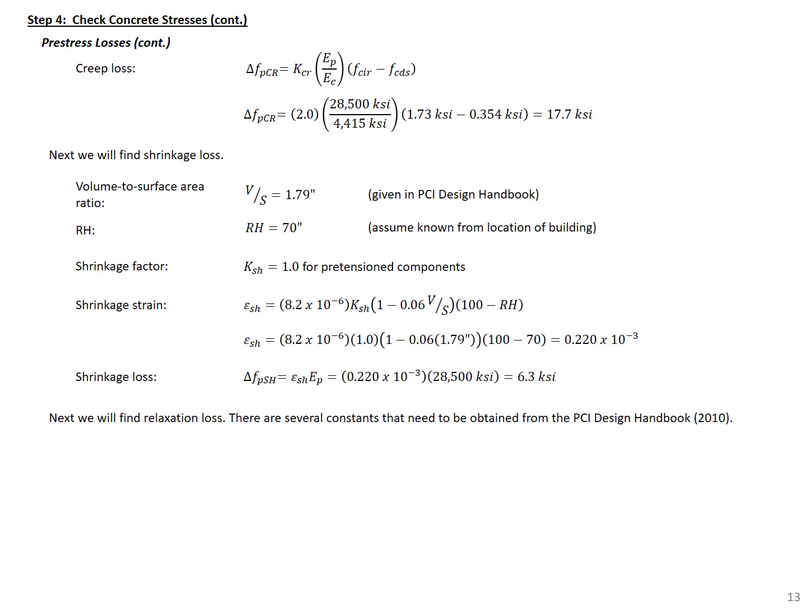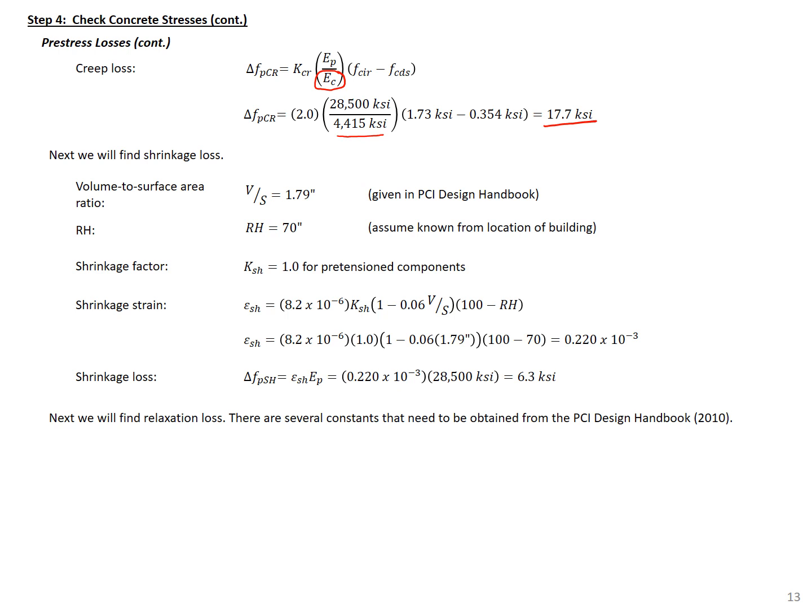We can then plug all these values into the creep loss expression found in the PCI handbook. So you can see we're plugging those in. The thing to note here is that for elastic shortening, you use the modulus at time of release, ECI. For the creep loss, PCI tells you to use EC, the modulus with your 28-day concrete strength. So here that's 4,415 KSI. Plugging these in, we find our creep loss to be 17.7 KSI.